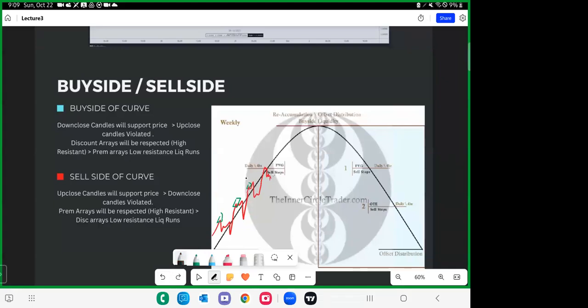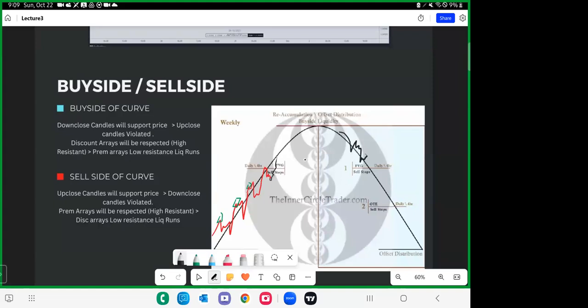All right. Now, the premium arrays, these guys, right, this stuff is going to be low resistant liquidity runs, right? You're going to see price have a much easier time running out those premium arrays when you're on the buy side of a curve. All right. On the sell side, just the opposite, right? Of course, the up close candles are supporting, down close candles are violated.